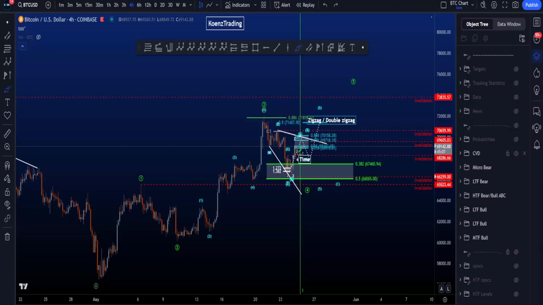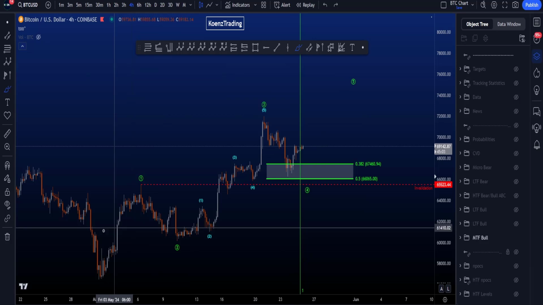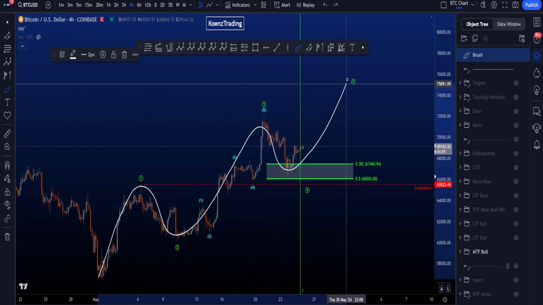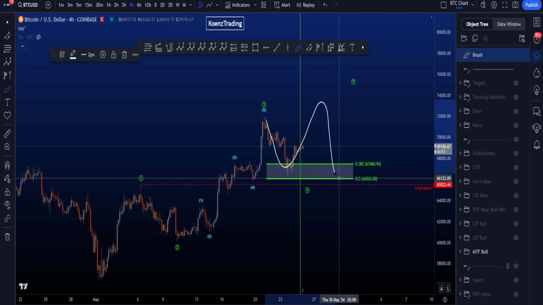Hi everyone, let's go over my bullish and bearish Elliott wave scenarios on Bitcoin, starting on the 4-hour time frame with the bullish scenario, where we're looking for a 5-wave impulsive structure to the upside, where either your wave 4 is finished or you're looking for a bigger 3-wave corrective structure.